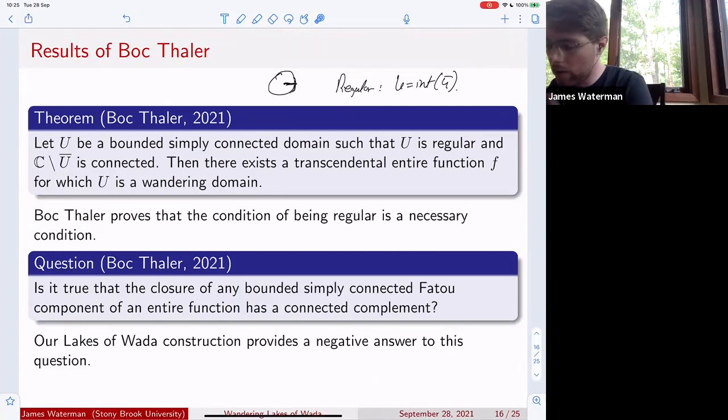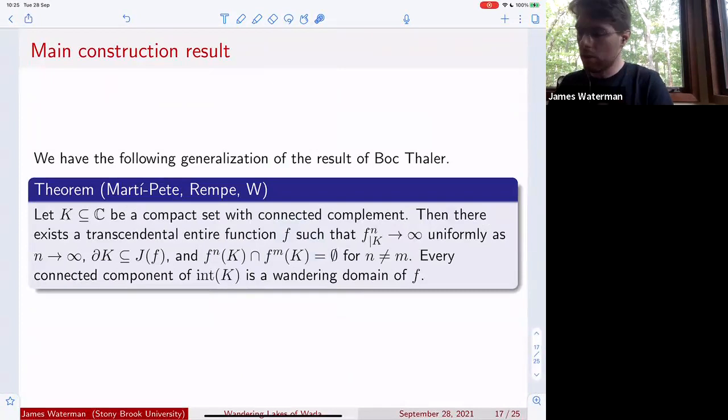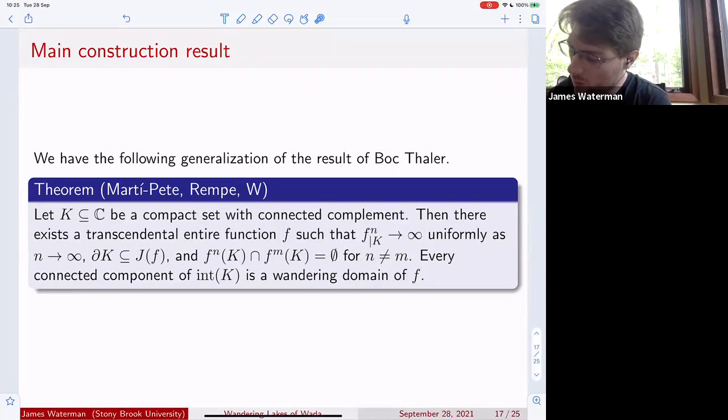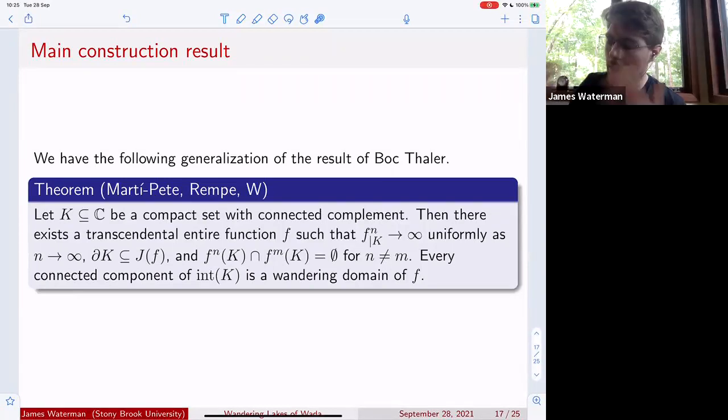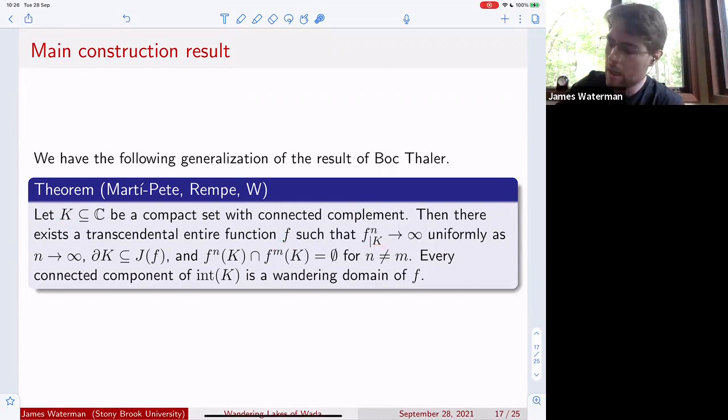So how do we obtain our main result? It's by using a generalization of this result, Boc Thaler. So we have our general result, which is that we have some compact set K with connected complement. Then there exists a transcendental entire function f for which f^n restricted to K tends to infinity uniformly. The boundary of K is a subset of the Julia set, and K is a wandering compact set. And in particular, every connected component of the interior of K is a wandering domain of f. In fact, a simply connected wandering domain of f.